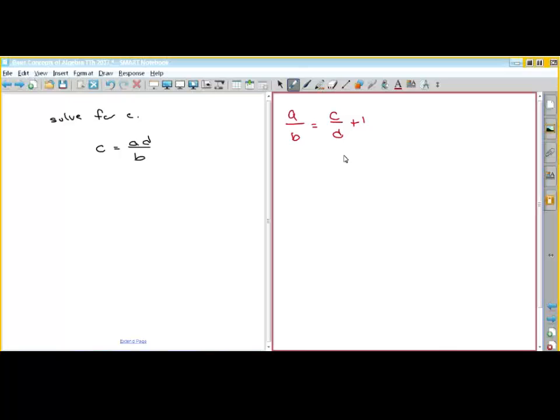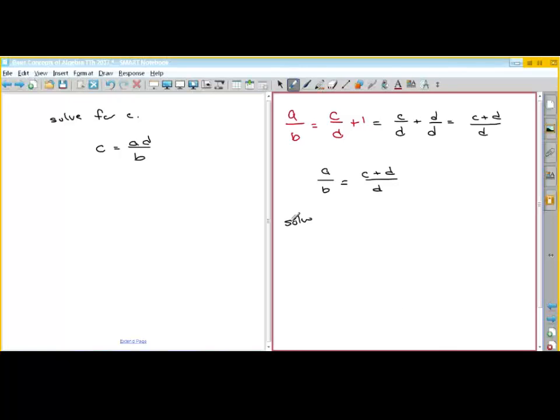So what you would do is take the second term in this expression and rewrite it as D divided by D. So you get a common denominator. When you add these two together now, you add the numerators together with the common denominator. So now we have this result. You have A over B is equal to C plus D over D.